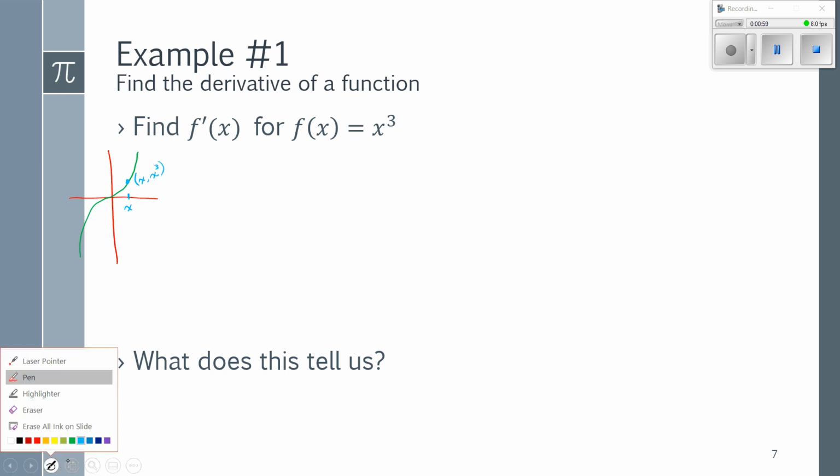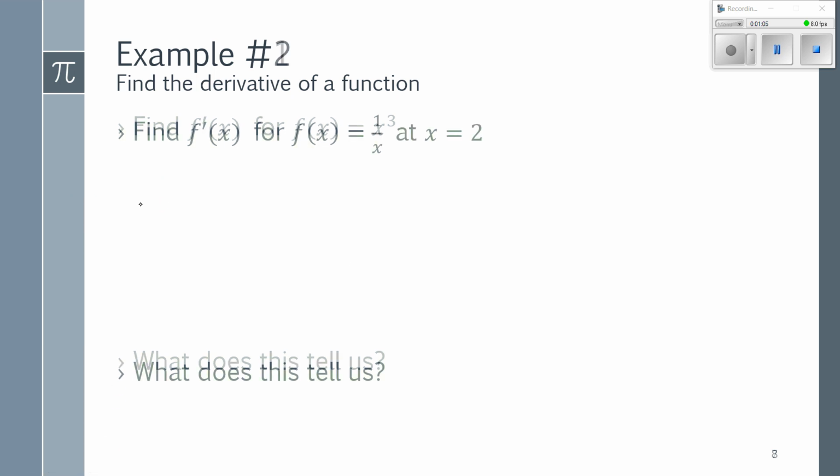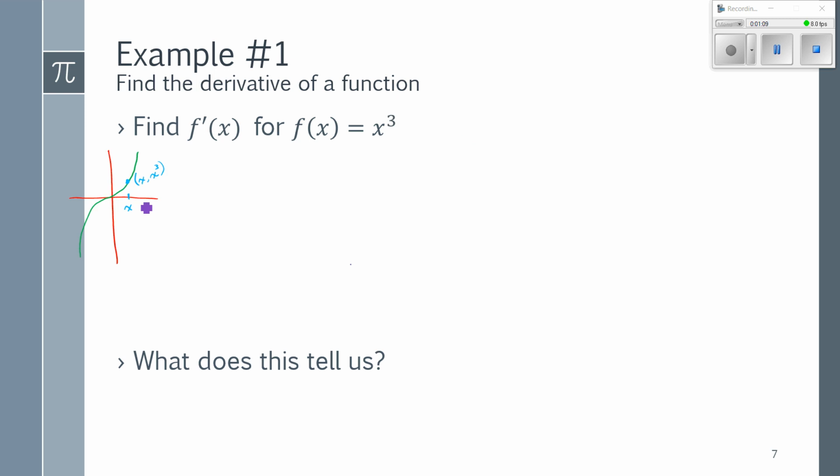And then I need a second point, so we create a second point that's h units over. So I have an x-coordinate of x plus h. But then to find the y-coordinate, I plug that x plus h into my function. So the y-coordinate is x plus h cubed.